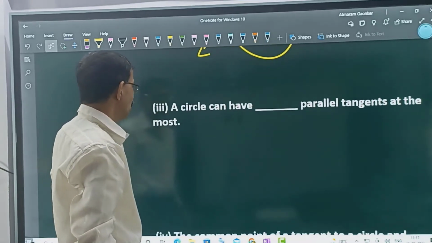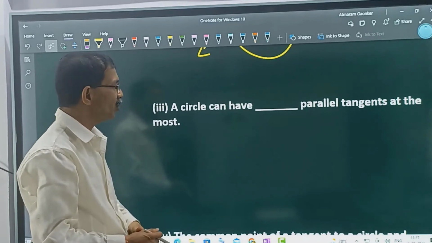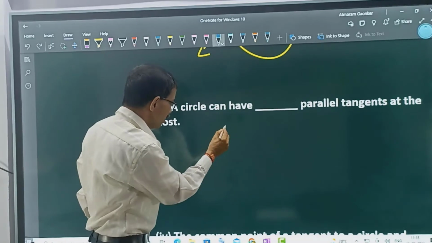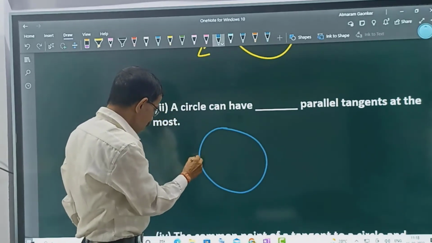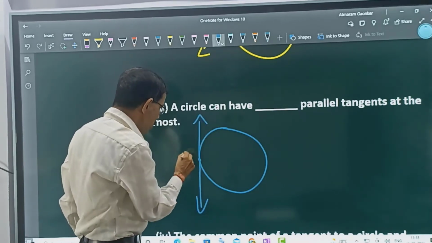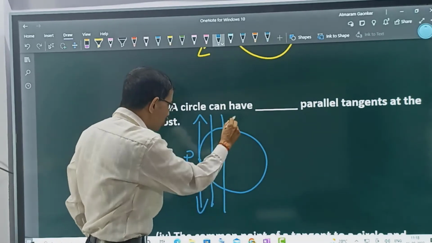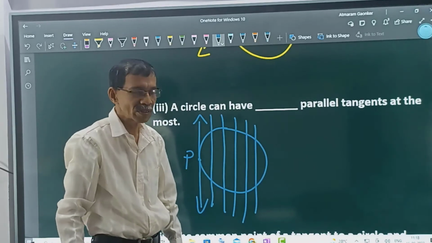Next question is like this. A circle can have dash parallel tangents at the most. Let's see this. This is a circle. And let's say we can draw a tangent here at 1 point. Let that point be P. We can draw a number of lines parallel to this. And each line here will become a secant.